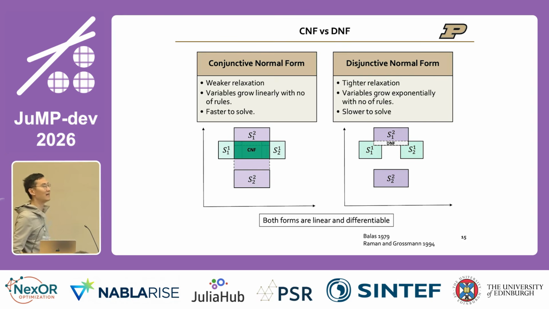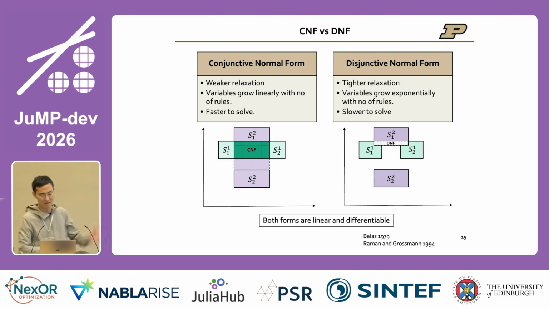So just to summarize, the conjunctive normal form is easier to compute. It grows linearly, but the disjunctive normal form will grow exponentially. The nice thing about the disjunctive normal form is that you can get a convex hull of the disjunctive program, right?